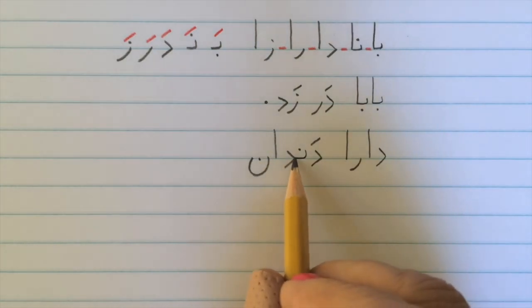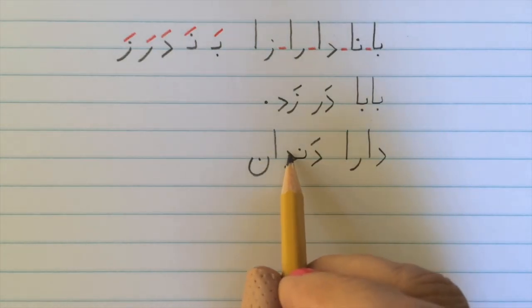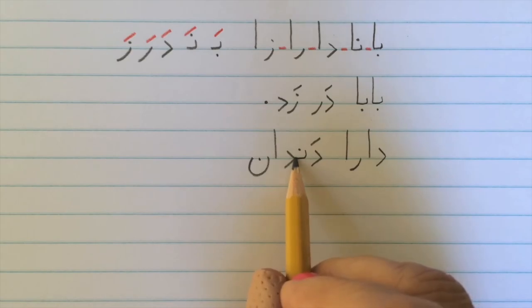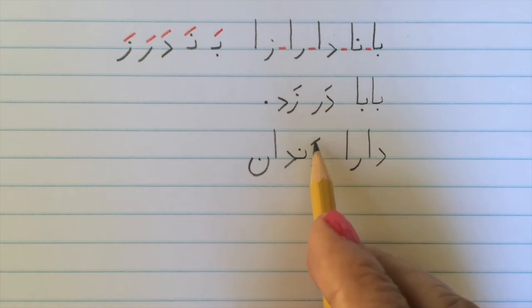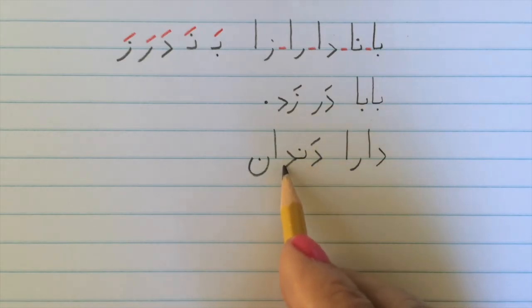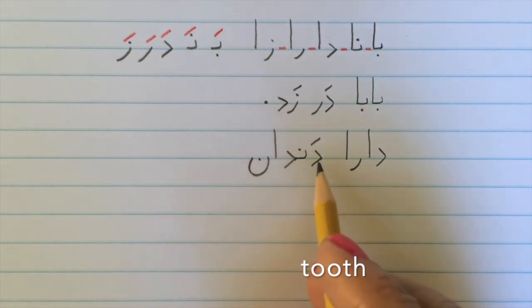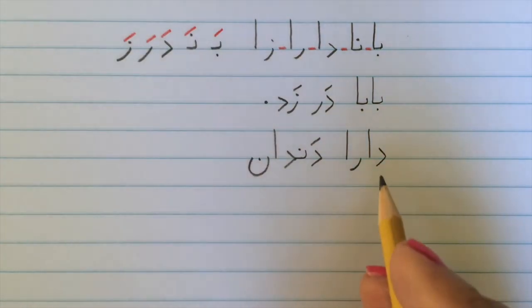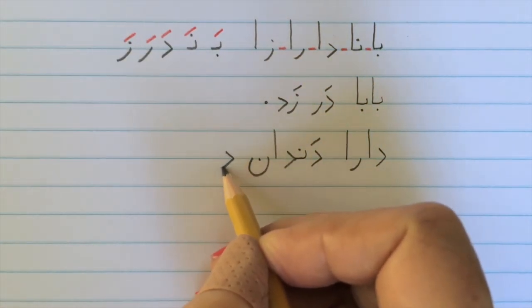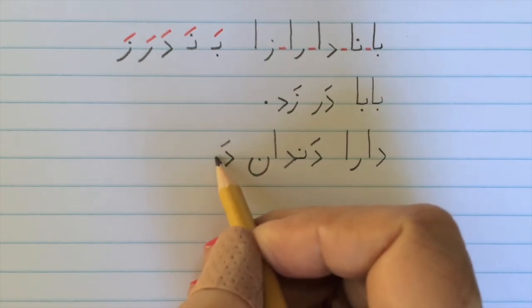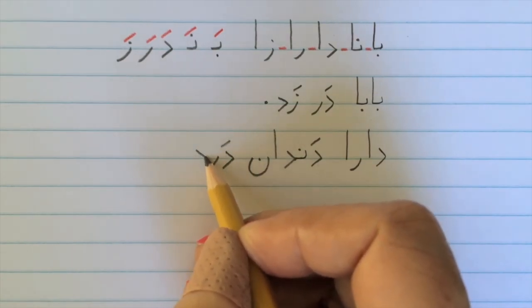Notice that this de with its sharp corner should be fully connected to this n. It's read as da, n, dan, da, n, dan, don. Dara, dandan. Da, r, d, dard.